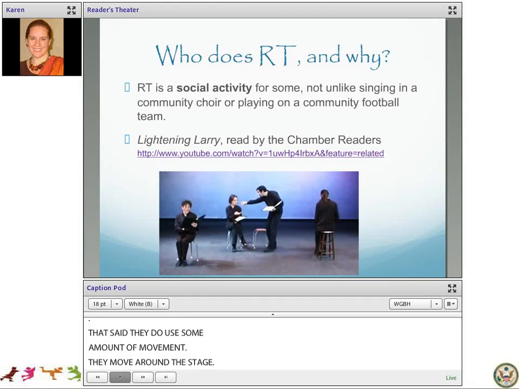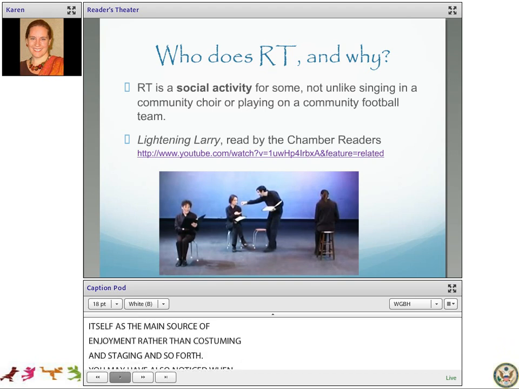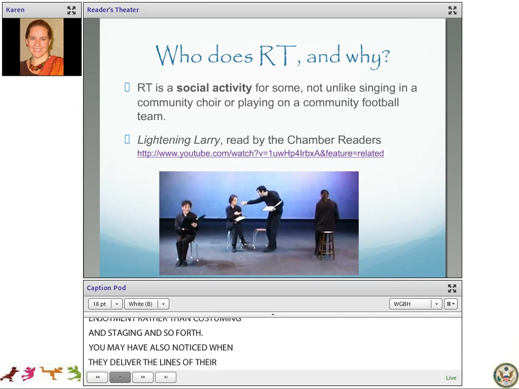So readers' theater, again, is diving into the script itself as the main source of enjoyment rather than costuming and staging and so forth. You may have also noticed that when they deliver the lines of their script, sometimes they deliver individual lines, and sometimes they are scripted to deliver choral lines or lines in chorus together. So those are some of the characteristics of the original authentic reader's theater.